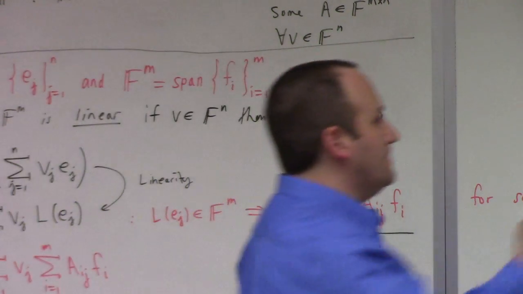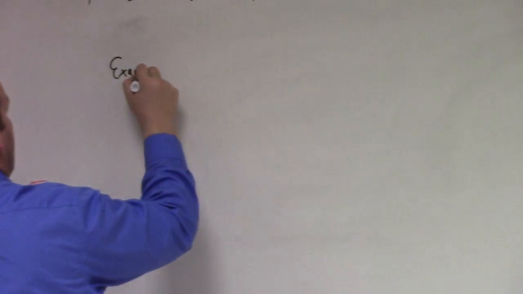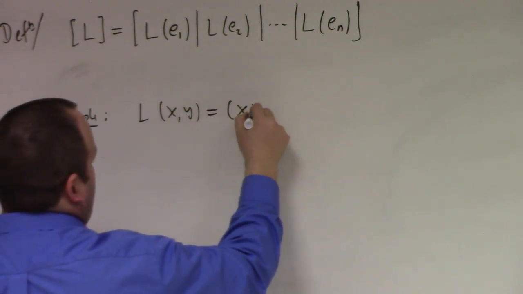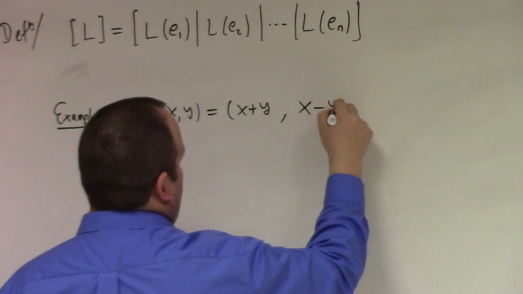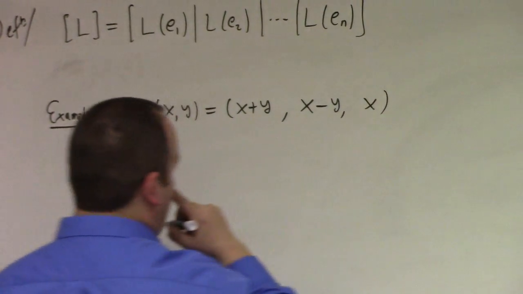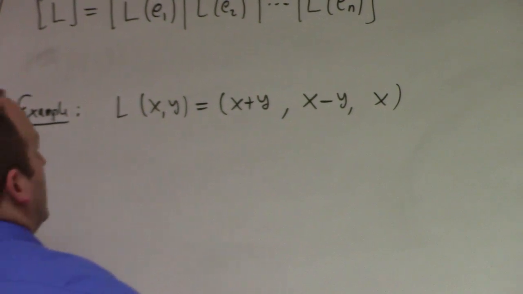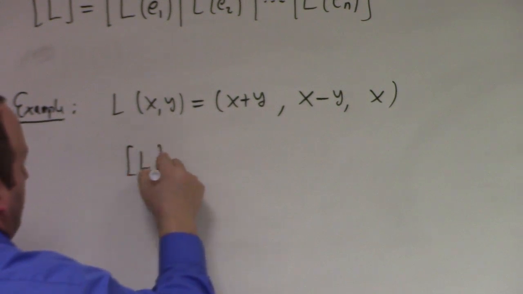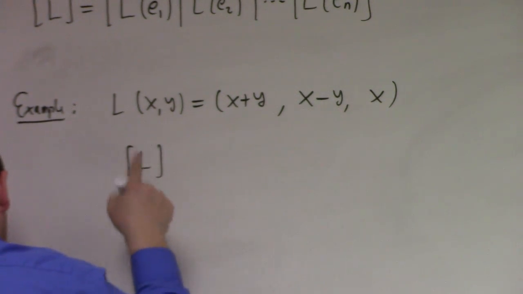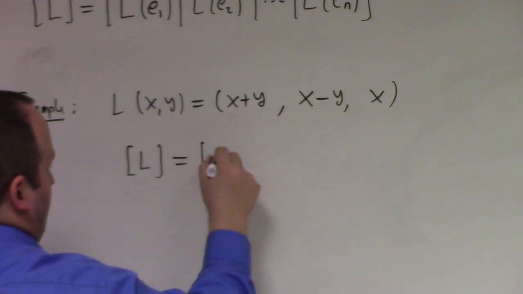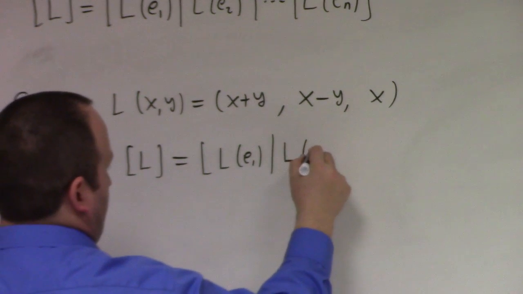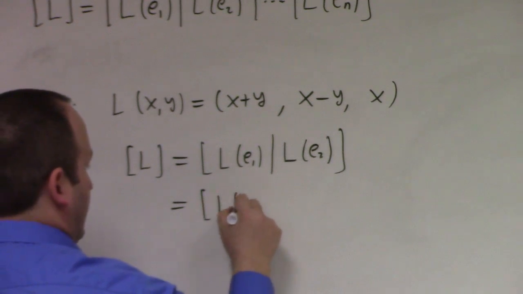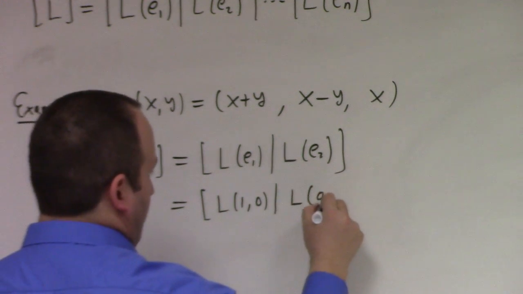So an example. If I have, let's say, L of (x, y) equal to (x plus y, x minus y, x). I can easily find the standard matrix of this. That's L of e1, L of e2. In other words, L of (1, 0) and L of (0, 1).